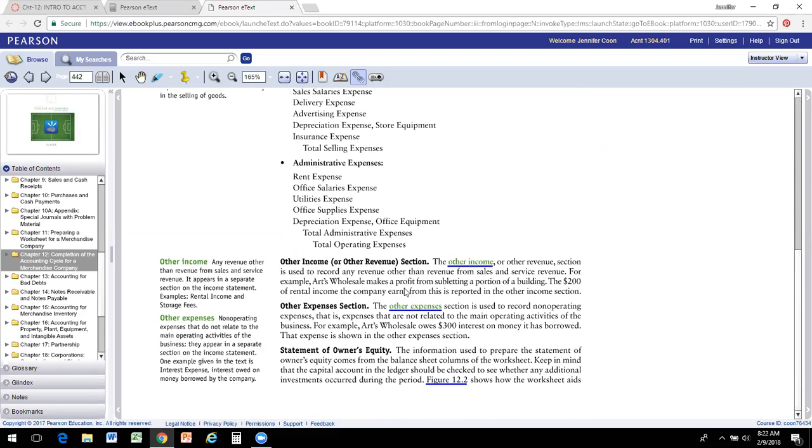Then they come in and talk about other income. And they're going to give you their formal definition, but like I said, usually it's related to interest. So interest that they receive would be other income. Interest that they paid out would be other expense. Now they're saying interest on money they borrowed that's not tied to up here in these general operating expenses.